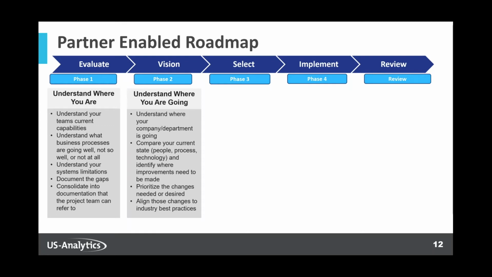And you need to know where you're going. You need to understand the vision. And again, this might be coming from your executive team in your organization. It might be coming from your department head. It just might be goals that you're trying to accomplish. But you want to be able to compare where you're going to where you are to understand where the gap is. And that can be, again, people, process, or technology.